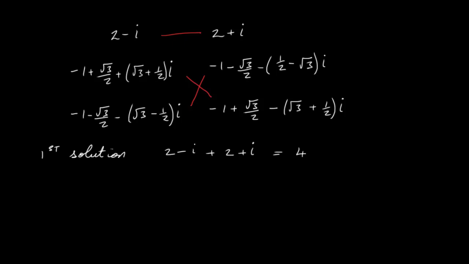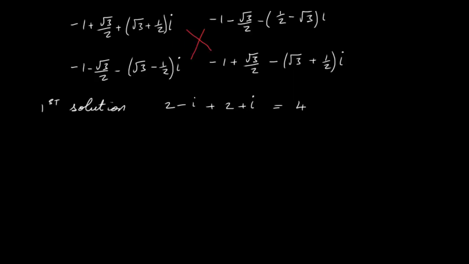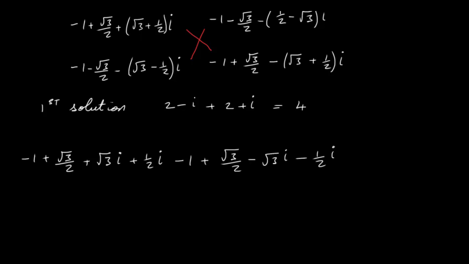So let's look at this one here then. Let's look at minus 1 plus root 3 over 2 plus, I might actually take away those brackets again. I probably don't really need them. So let's take root 3 i plus a half i. And then I'm going to add this one here. So it's going to be minus 1 plus root 3 over 2 minus root 3 i minus a half i. Let's see what we get when we do all of this.